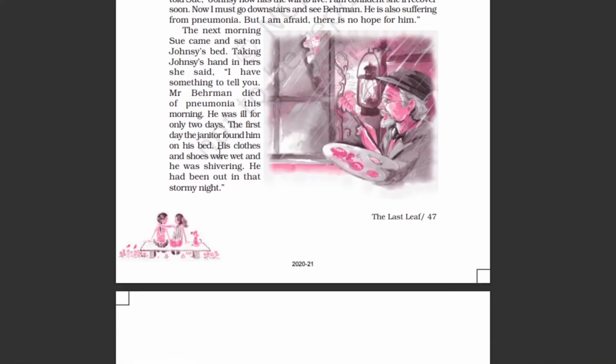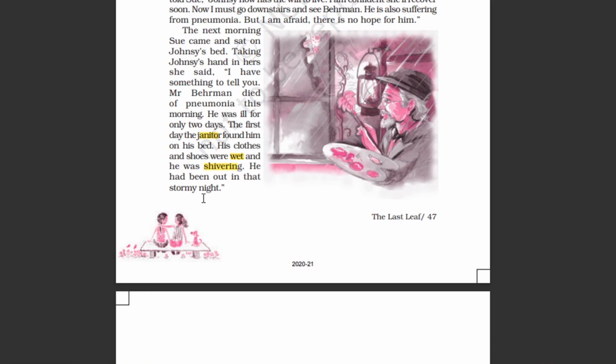So on the second day, what did Sue tell Johnsy? That Mr. Berman died of pneumonia this morning, that Mr. Berman has passed away, and that too of pneumonia. He was ill for only 2 days. The first day, the janitor found him on his bed. Janitor is watchman, chowkidar. His clothes and shoes were wet. Wet means soaked. And he was shivering. Shivering means trembling. He was shivering with the fever. He had been out in that stormy night.